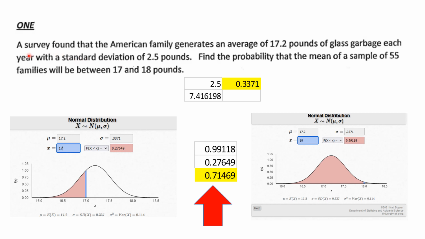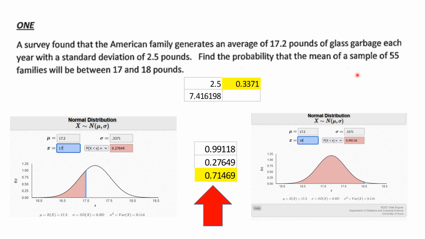Number one: a survey found that the American family generates an average of 17.2 pounds of glass garbage each year with a standard deviation of 2.5. Find the probability that the mean of a sample of 55 families will be between 17 and 18 pounds.